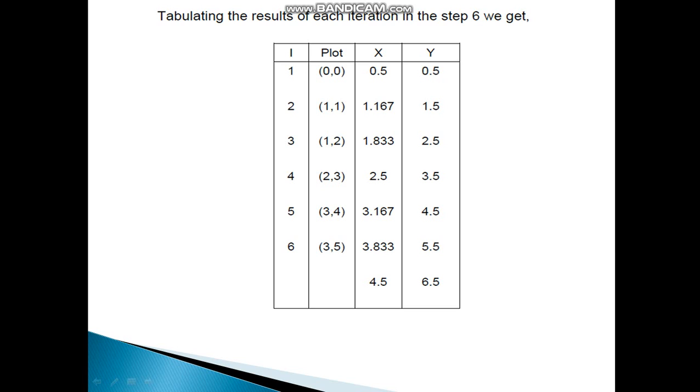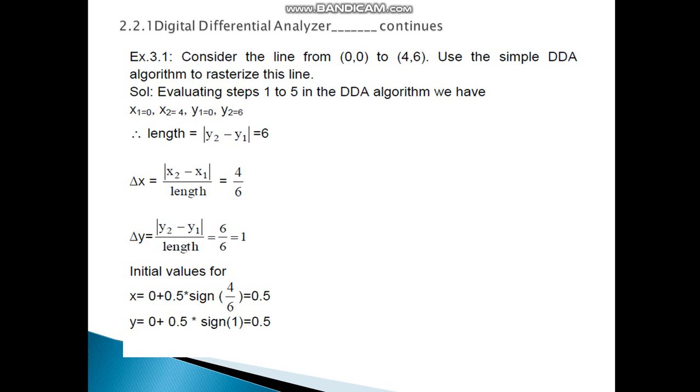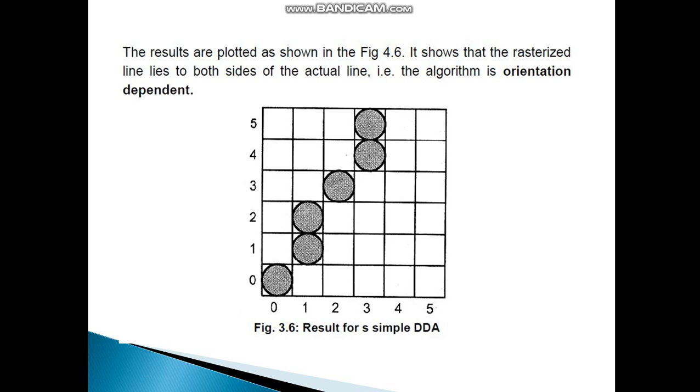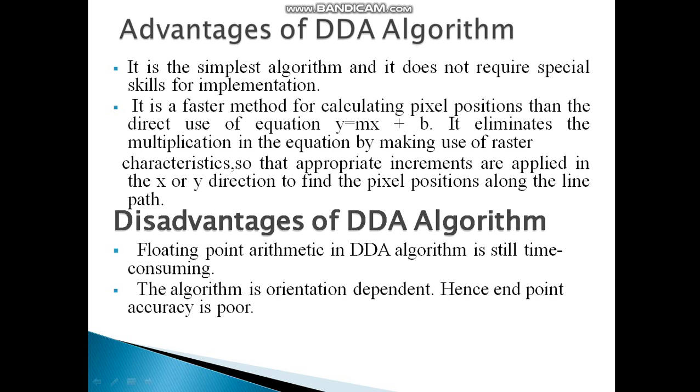This means we require the steps 1 2 3 4 5 and 6. We need to find out the step, that is 6. Then here is the figure, the plotted points 0 0, then 1 1. This is the first and this is the last pixel, and we find out the in between pixels. This is the example.